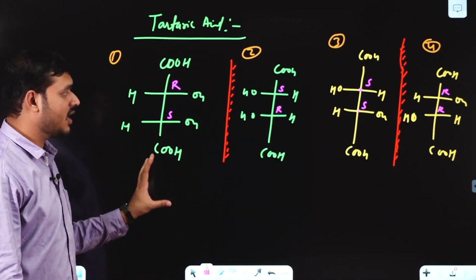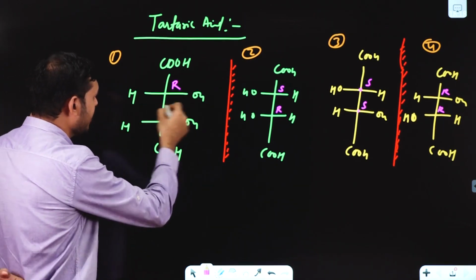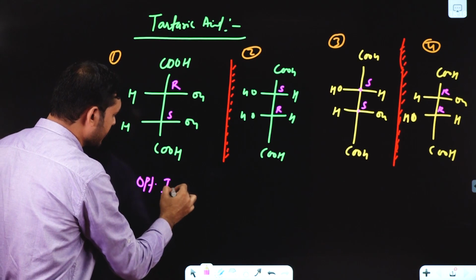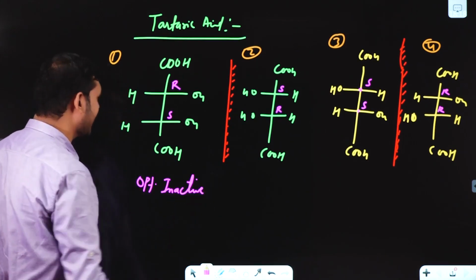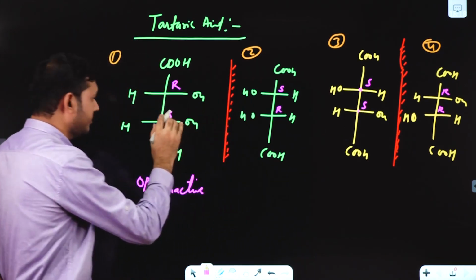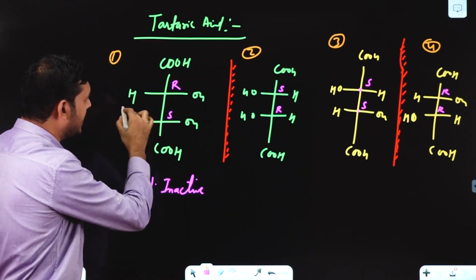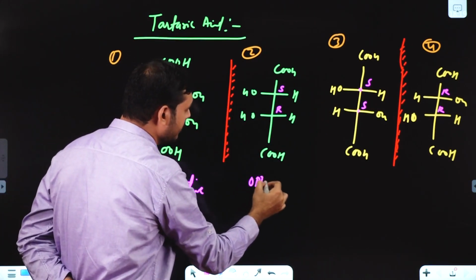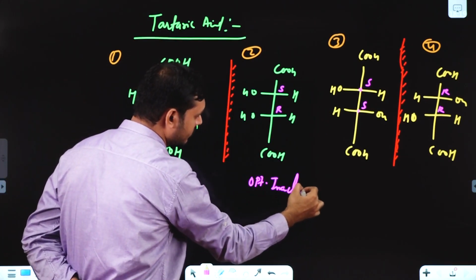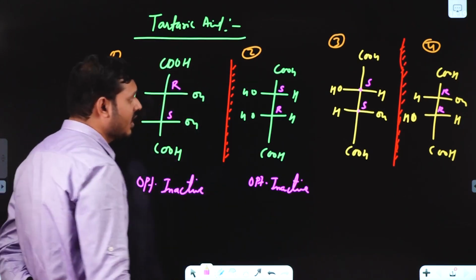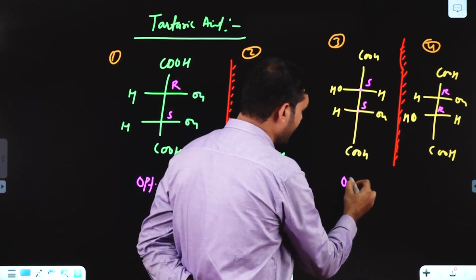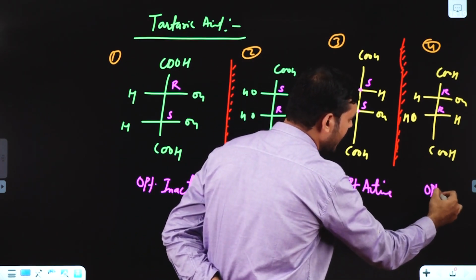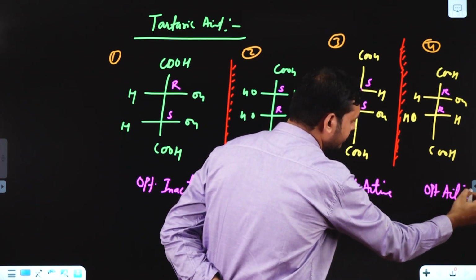Second point, optical activity. This is having POS, so this is optically inactive. This is having your plane of symmetry. Okay. Now this part, this is also optically inactive. Okay. Now check this one. No POS, no COS. Optically active. This will be also optically active. Okay.